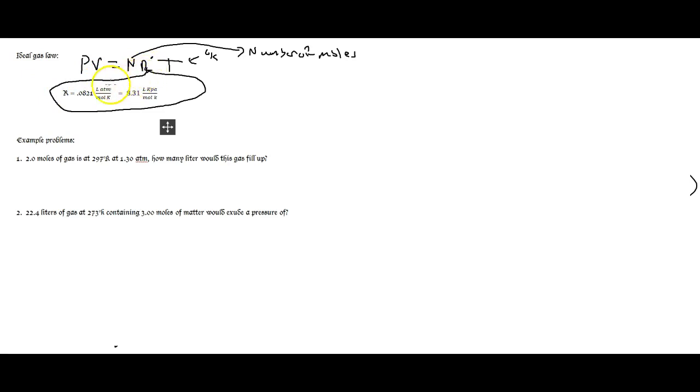And then R is interesting because it's right down here. But why is there two of them? We use one when we use atmospheres, the other when we do kilopascals. Okay, so if I use kilopascals, I use one. When I use atmospheres, I use the other. All right, so here we go. Example problems. How do you do this?